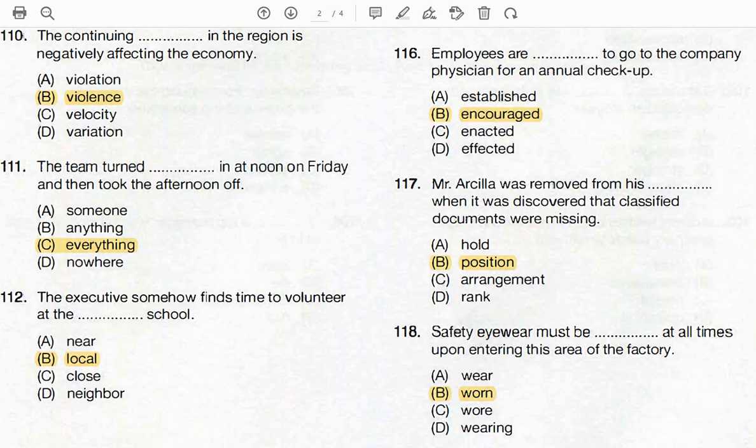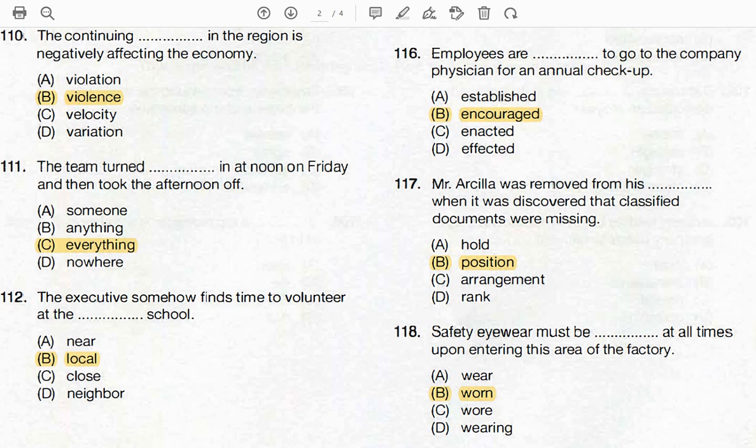And next, employees are encouraged to go to the company physician for an annual checkup. B, encouraged, is the only participle which gives meaning to this sentence. A option, C option, and D option: established, enacted, and affected. These all work grammatically. However, none is meaningful in this sentence.